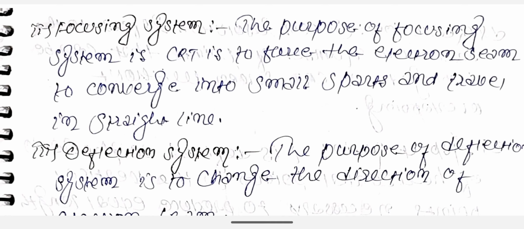Focusing system. This is the second topic. Focusing system. The purpose of the focusing system in CRT is to force the electron beam to converge into a small spot and travel in a straight line.